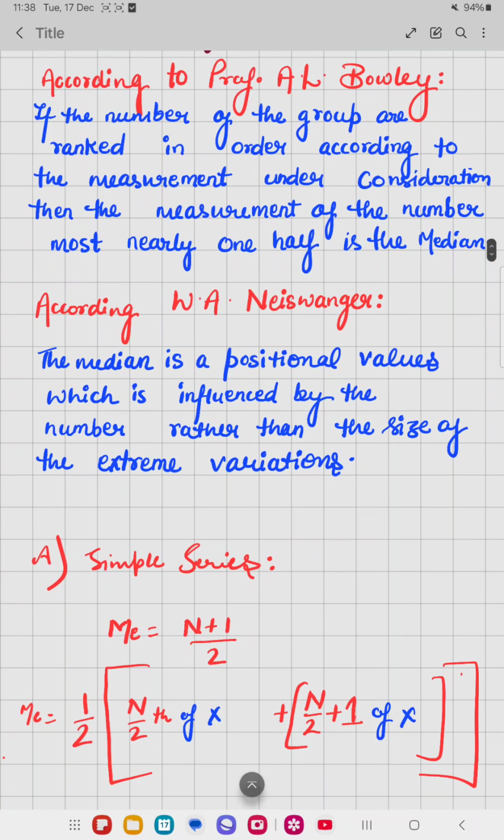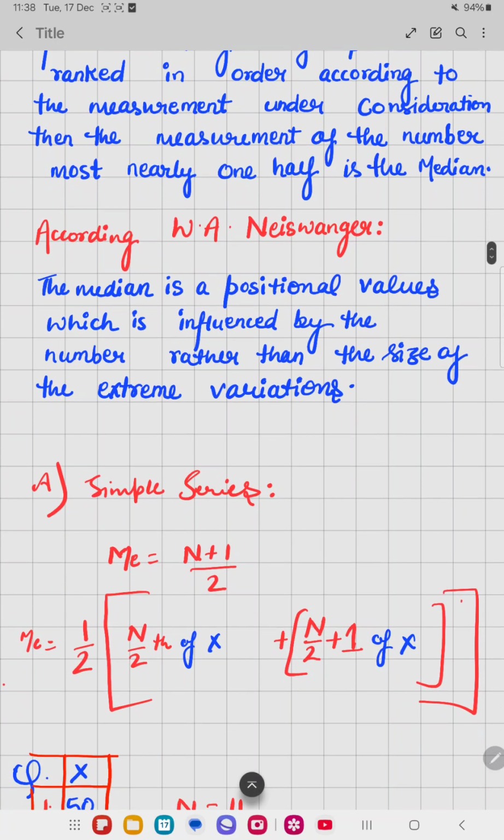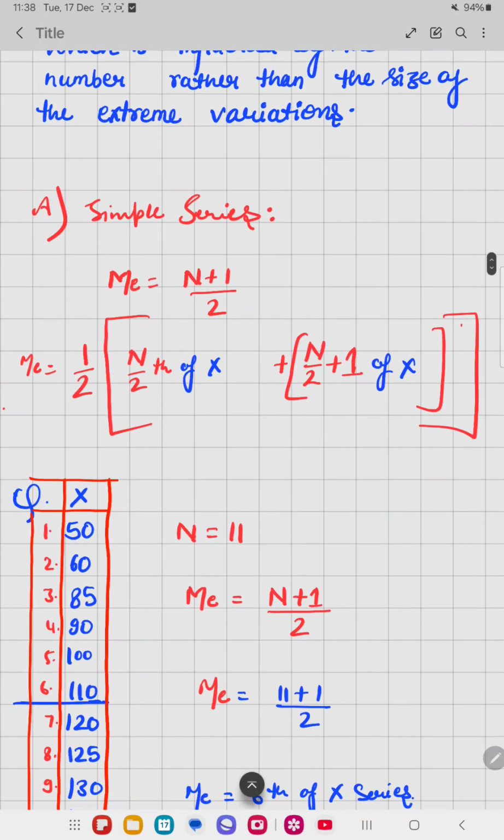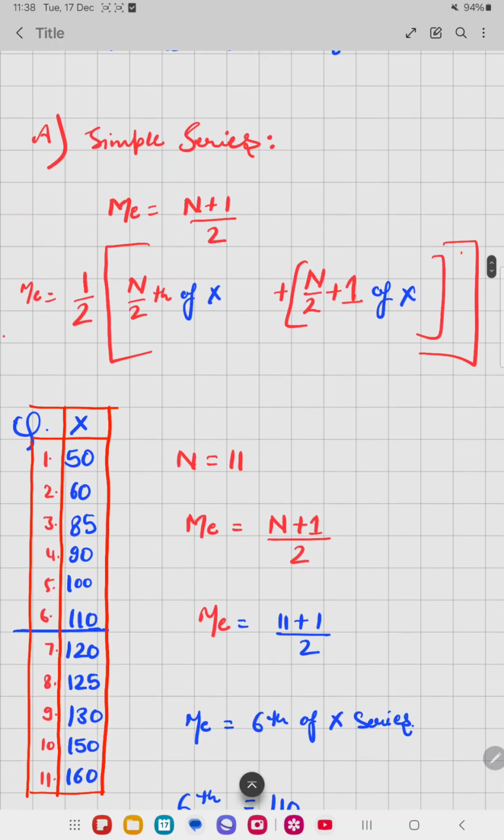Now the second definition is W. A. Newsbanger's. He said that median is a positional value which is influenced by the number rather than the size of the extreme variations. Now we will look at it in the simple series.